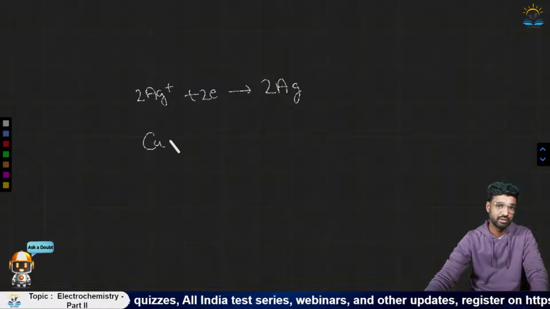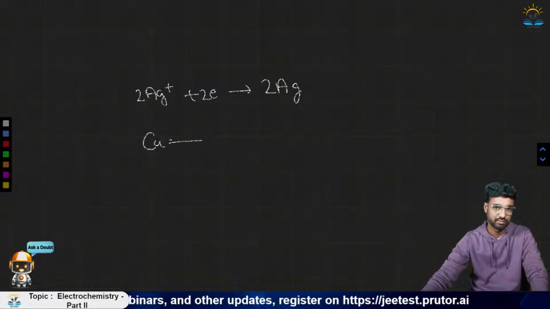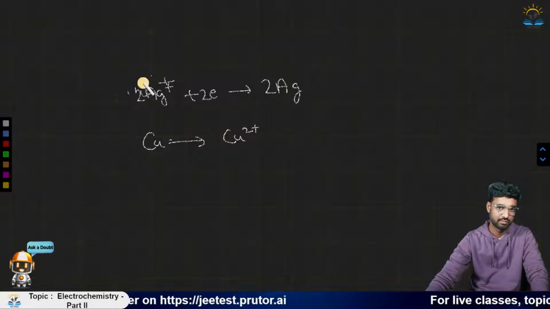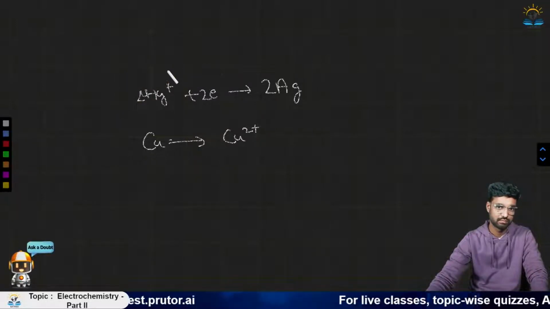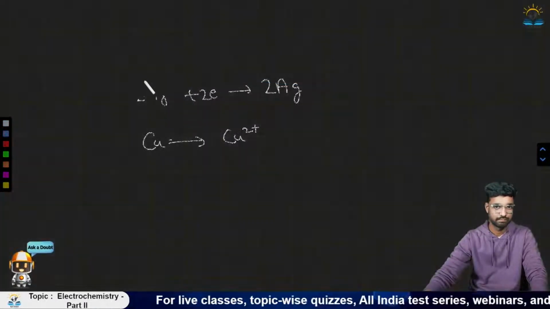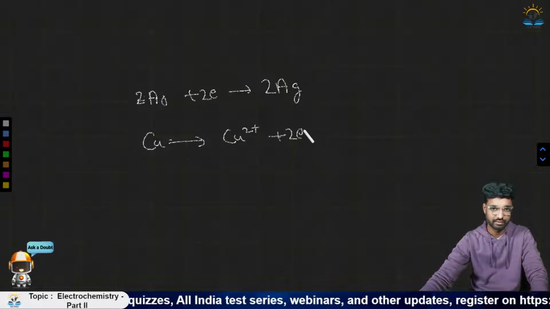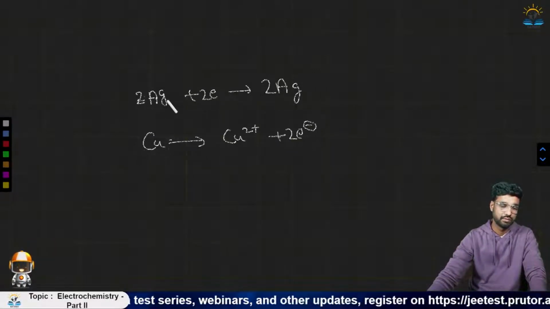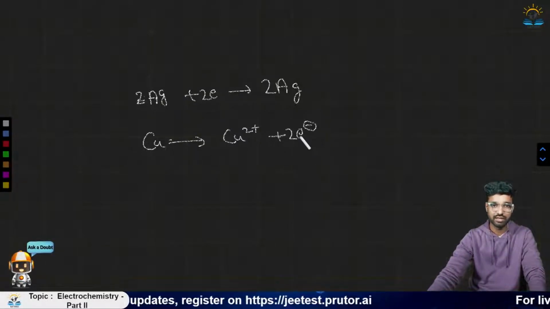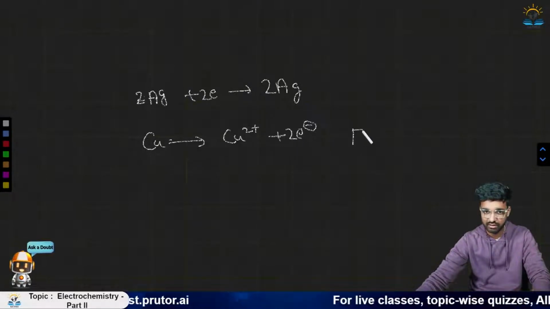Similarly, copper is taking 2 electrons, or you can say giving 2 electrons, like this. Okay. So in this case, this is the thing that is getting reduced, and this is the thing that is getting oxidized. Now what is reduction potential is that it is denoted like this.